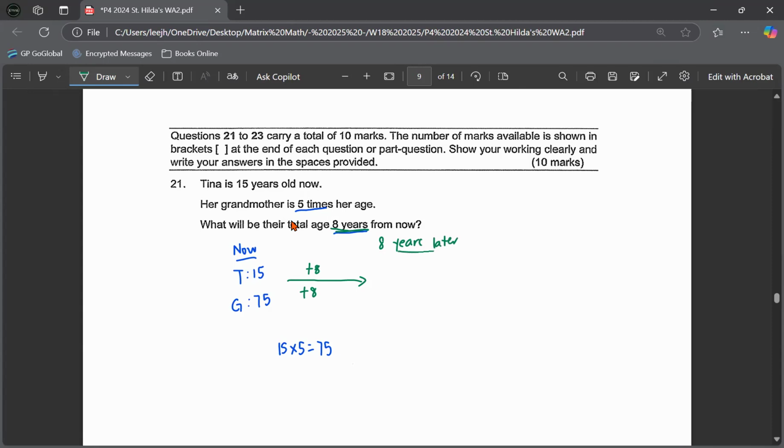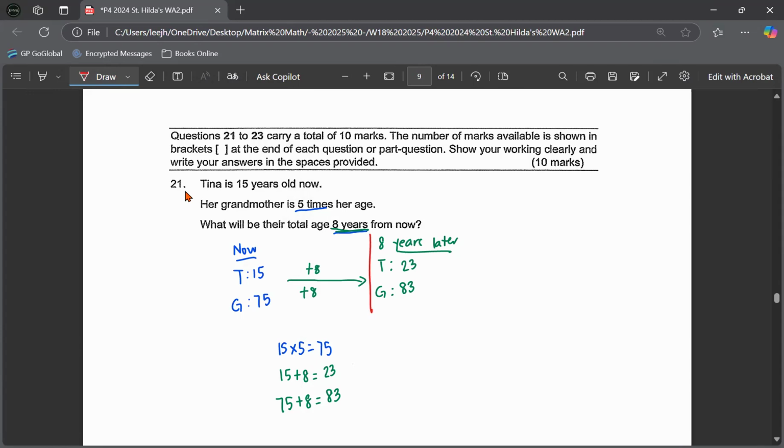I want to know what is their total age 8 years later. So I'm going to find Tina and grandma 8 years later. So Tina is now 15, right? So 8 years later, Tina will be 15 plus 8, which is 23. What about the grandmother? The grandmother is 75. So 8 years later will be 75 plus 8, which is 83. So this is 83 years old. I want their total age here.